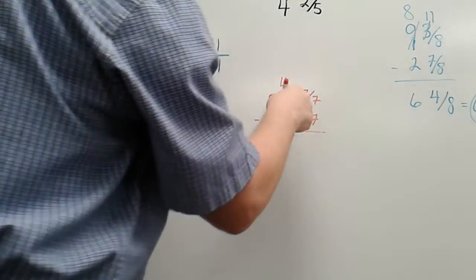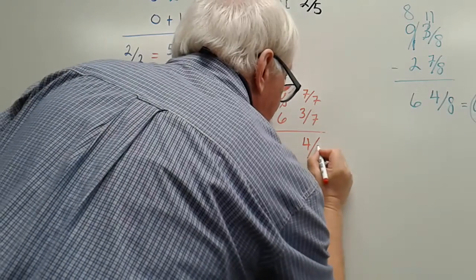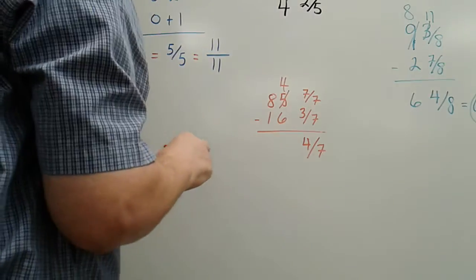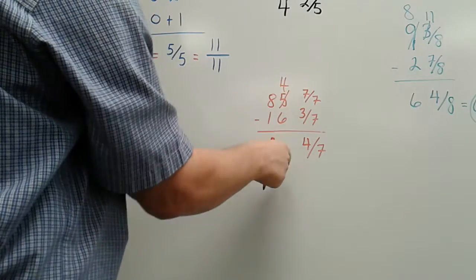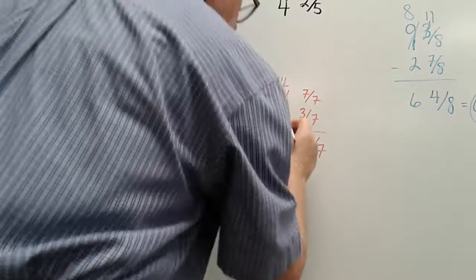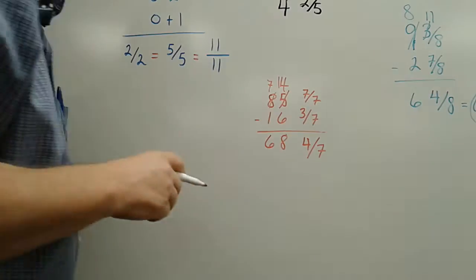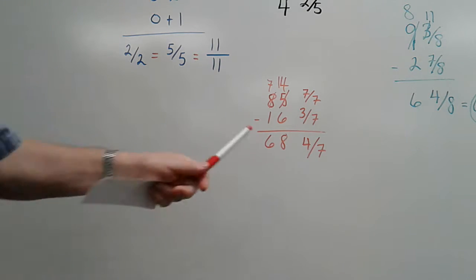So 7 minus 3 is 4. The denominator stays the same, 7. And then I subtract the whole numbers. Now I'm going to have to borrow. 14 minus 6 is 8. Alright, 68 and 4/7. Now take a look.